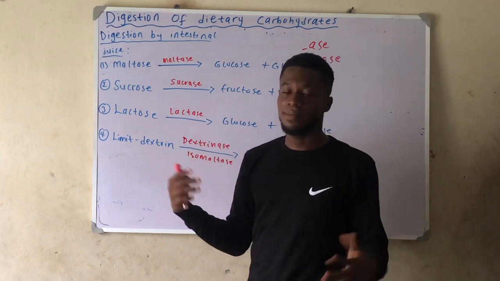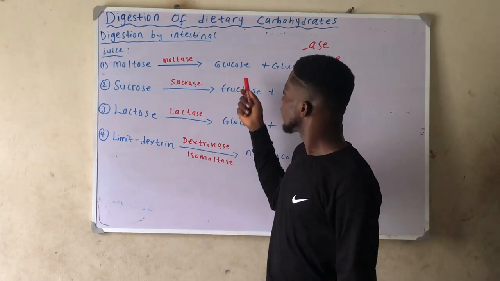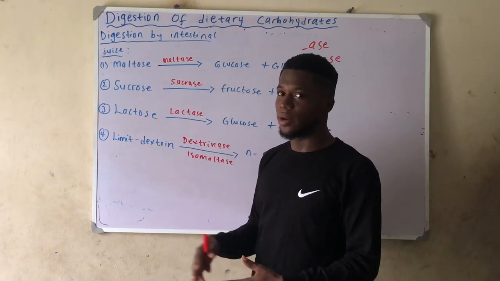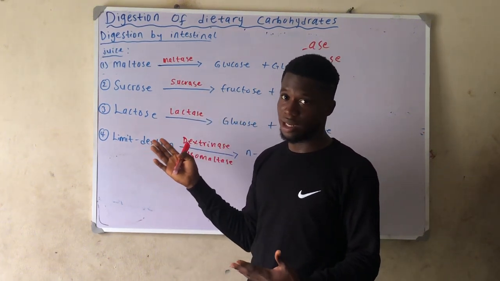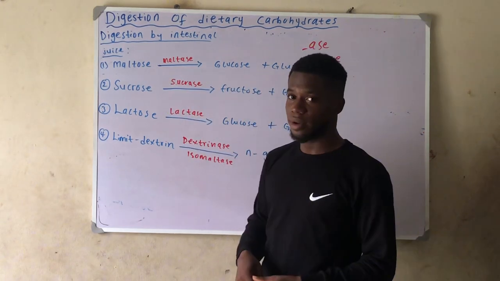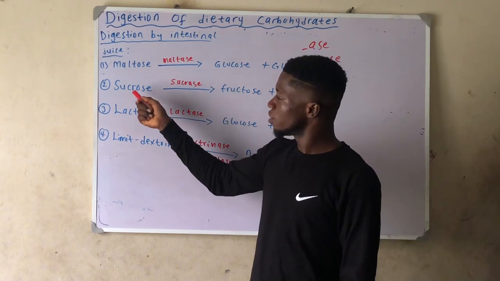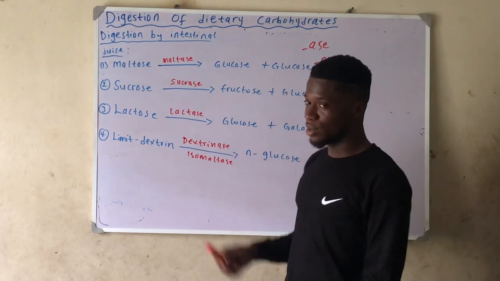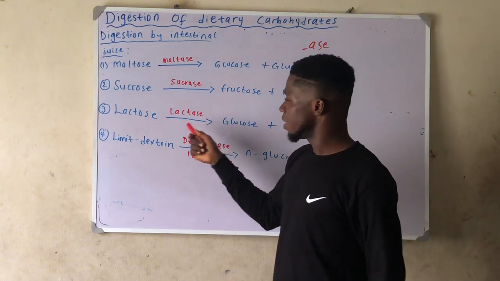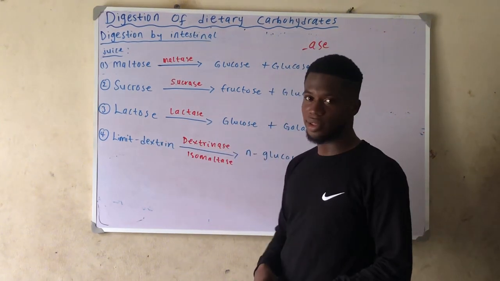Take notes. In my school, this would be a possible exam question. Maltase is found in the intestinal juice, and it breaks down maltose to give you glucose and glucose, right? Sucrase is another enzyme, to break down sucrose to fructose and glucose. Lactase is another enzyme that will break down lactose to glucose and galactose.